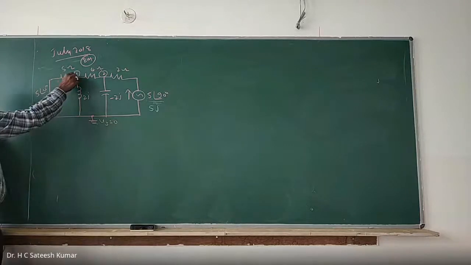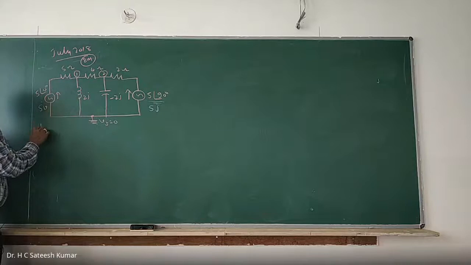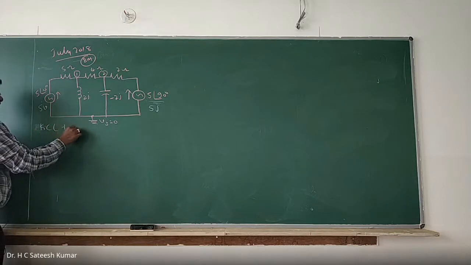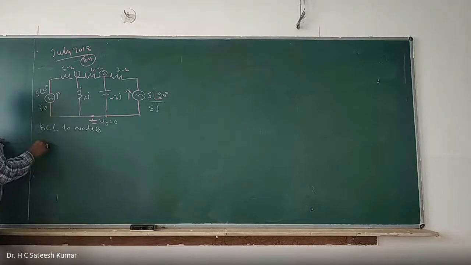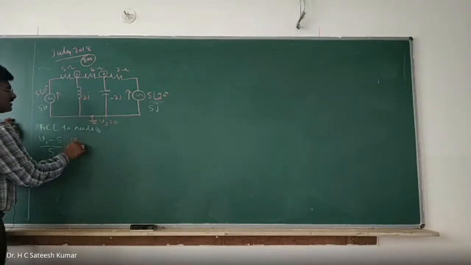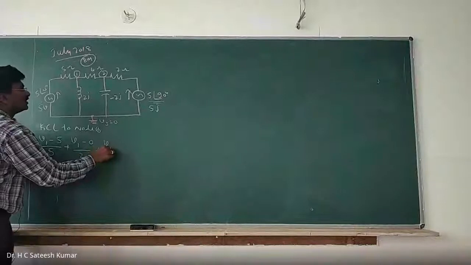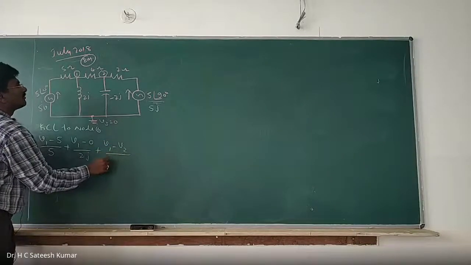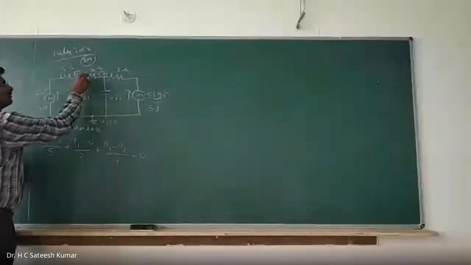Apply KCL to node 1. We can write it: V1 minus 5 divided by 5 plus V1 minus 0 divided by 2j plus V1 minus V2 divided by 4 is equal to 0.